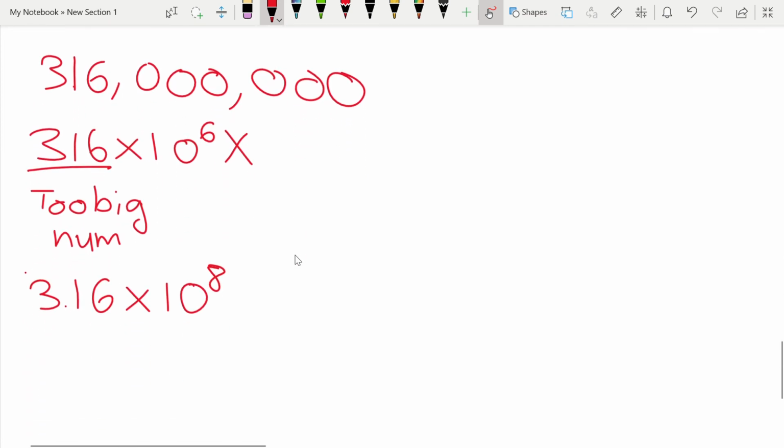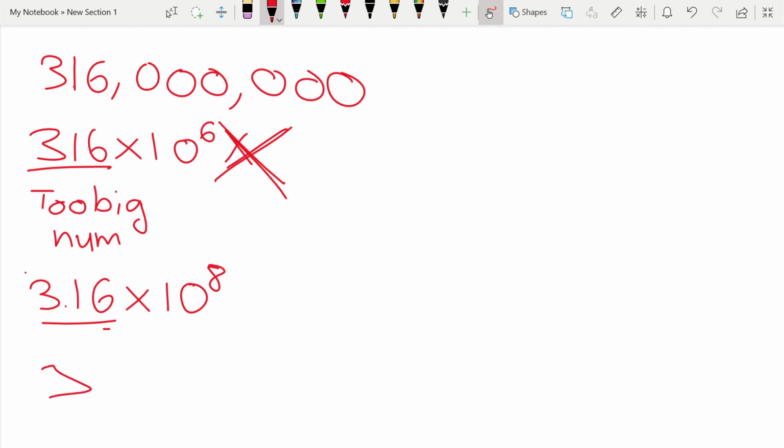Now what if you have a number like 316 million? Now you can't write 316 times 10 to the power of 6. That is a big fat wrong. Why? Because the number is too big. It needs to be a single digit number, or it can be a decimal. How can we make 316 a decimal? We can move the decimal 2 places and it will be 1 digit. So it will be 3.16 times 100 times 10 to the power of 6.